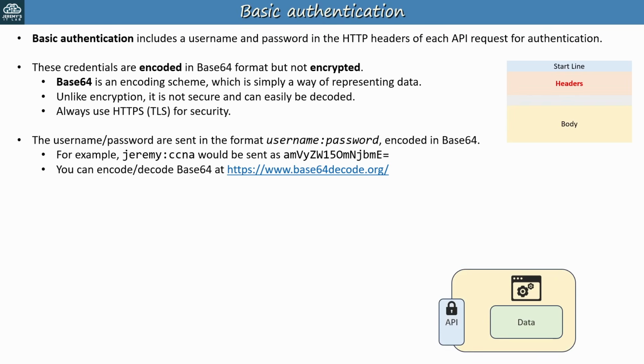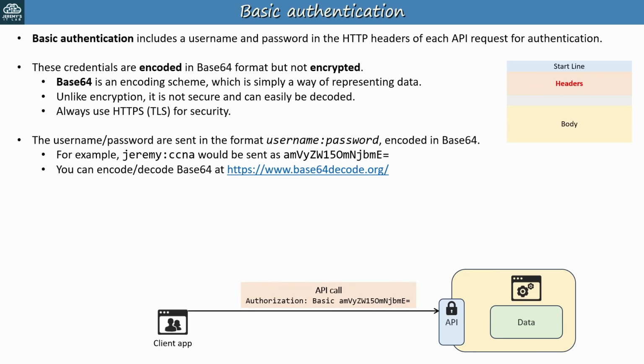So let's see how basic authentication works in action. On the right here, we have the REST server with an API allowing access to its data. And on the left, we have a client app that wants to access the data. It sends an API call, including the authorization header for authentication. Notice the password is encoded in base64. That's username Jeremy and password CCNA. The authentication succeeds, so the server grants the request and responds with the data. So it's that simple. A username and password are included with each request, and if they're correct, authentication succeeds.